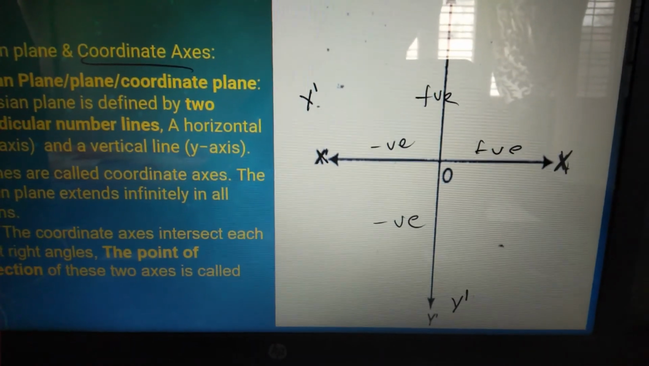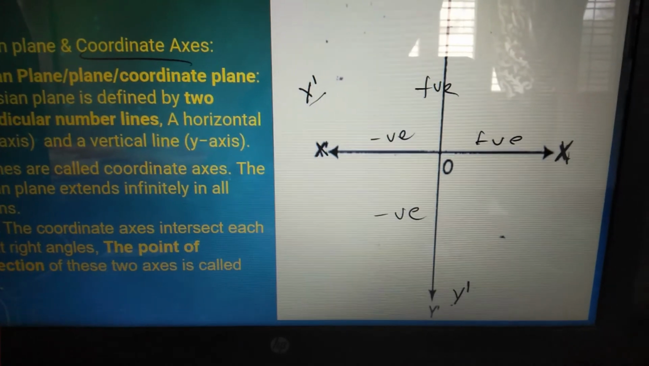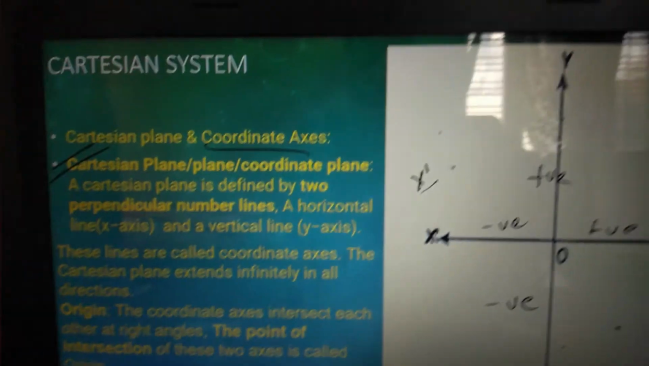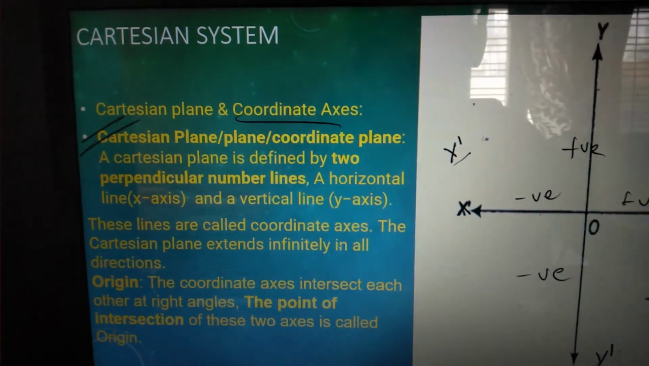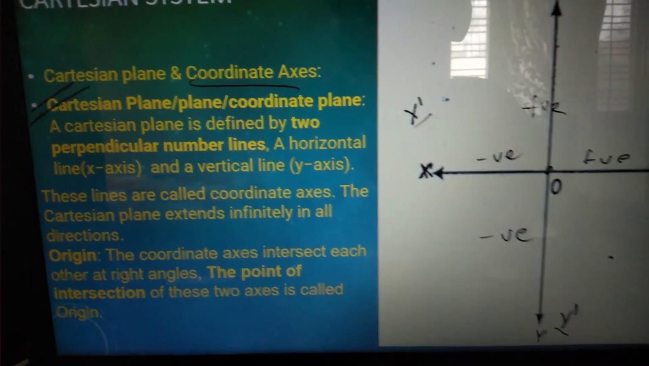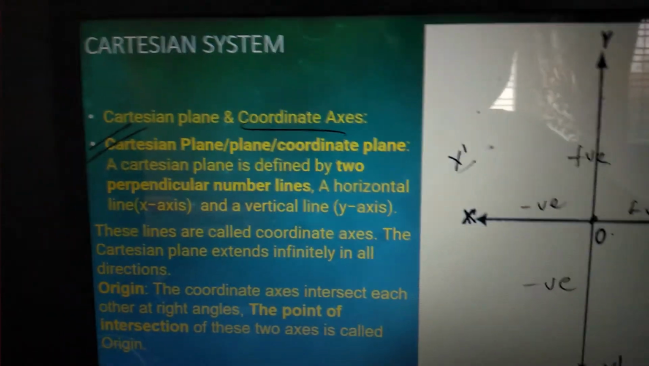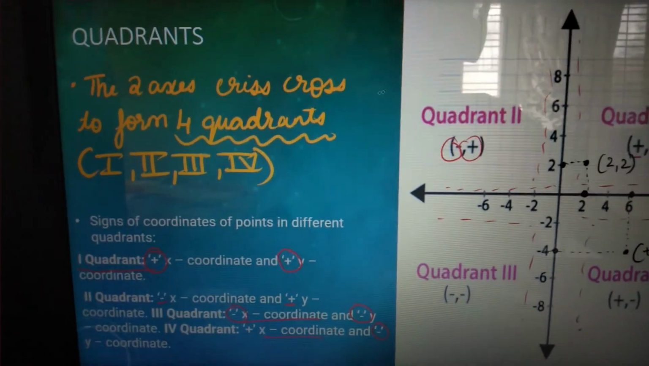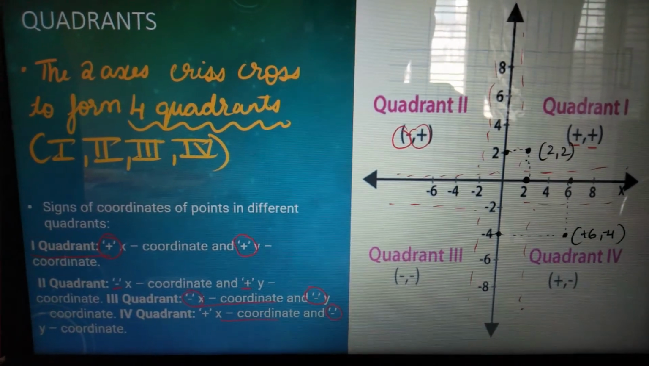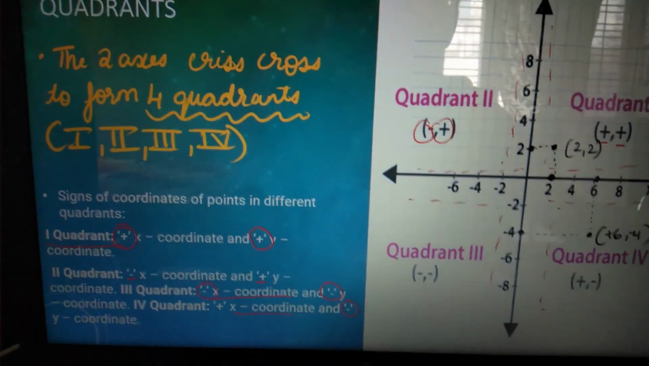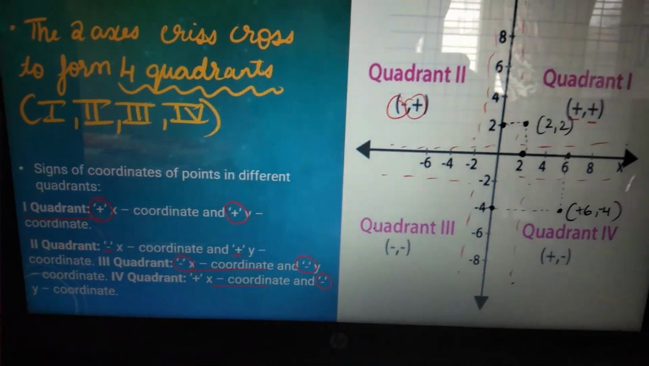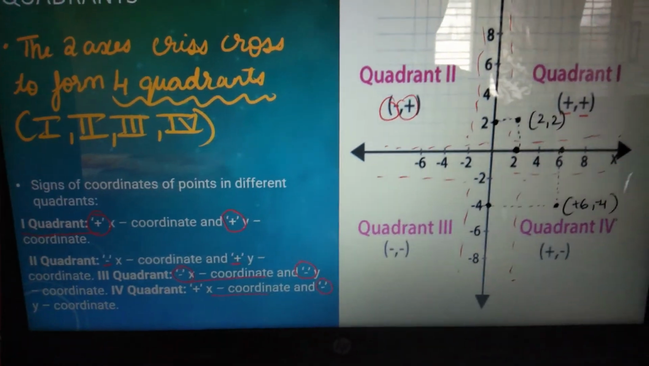How do you say this? It's not x raised to the power of 1 or y raised to the power of 1, no, it is x dash and y dash. Clear? Then these axes are called the coordinate axes. These two axes intersect at a point called the origin. Then the coordinates here are 0 comma 0, I told you. Then these two axes intersect to form four quadrants, quadrant 1, 2, 3 and 4 respectively, and the signs of the quadrants are plus comma plus, minus comma plus, minus comma minus, plus comma minus respectively.